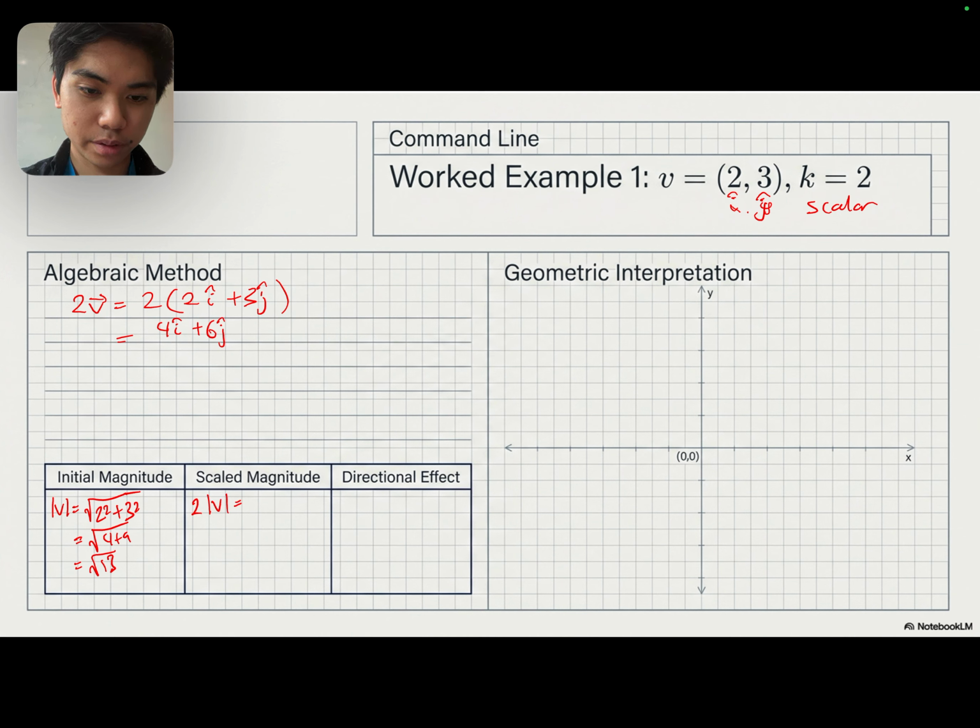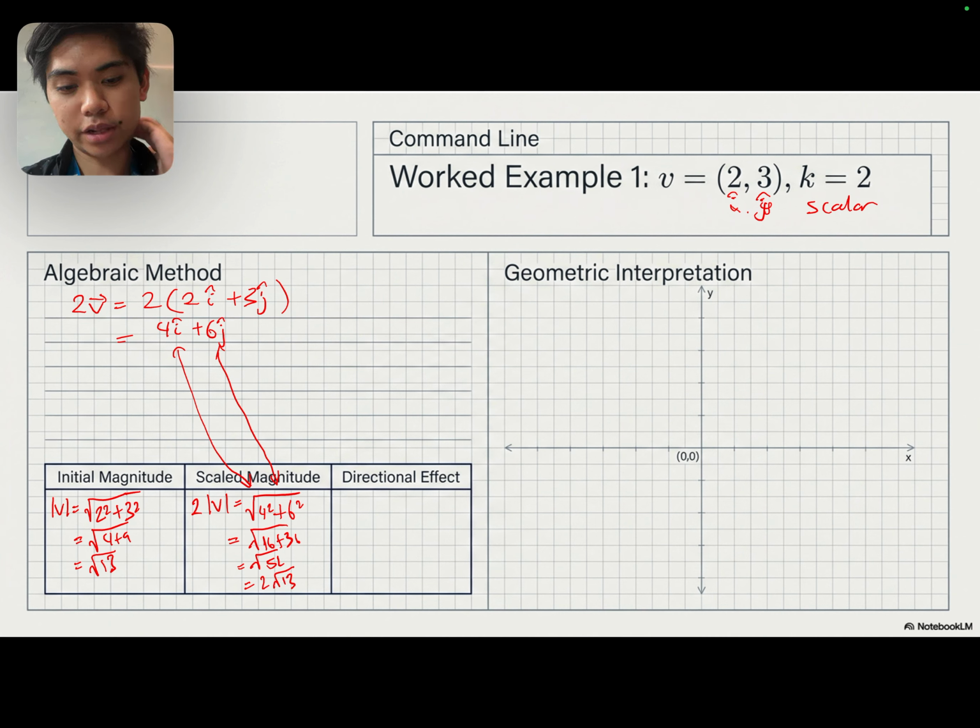Okay? And we can also confirm that. It's going to be the square root of 4 squared, which is our x or i component, and then our y or j component is going to be 6. So we're going to square that and add that under a square root. So it's going to give us 16 plus 36, which is the square root of 52, which is 2 square root of 13.